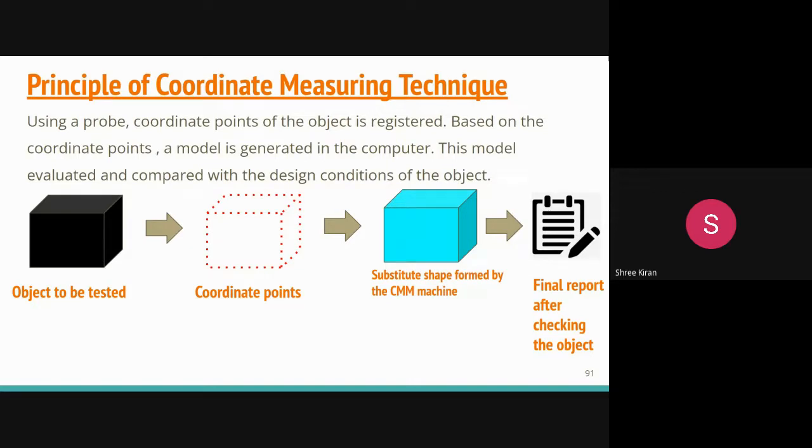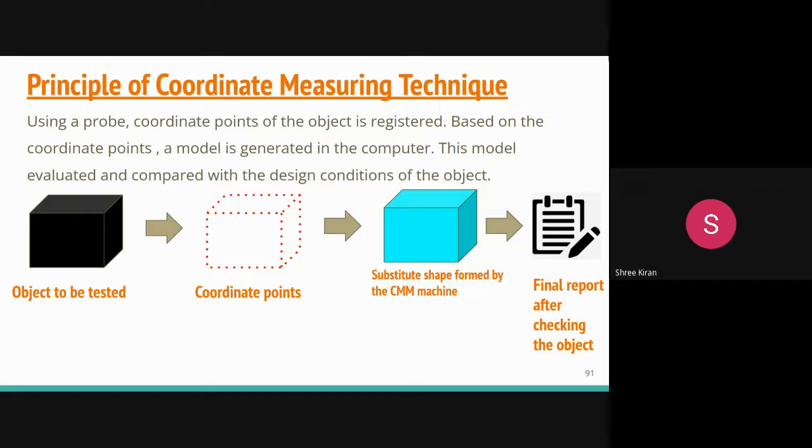Then CMMs are mechanical systems designed to move a measuring probe to determine the coordinates of points on an object's surface. So these machines can do 100% dimensional assessment and are versatile in their capability to record measurement of complex profiles with high sensitivity and speed. Here we have a coordinate measuring machine.